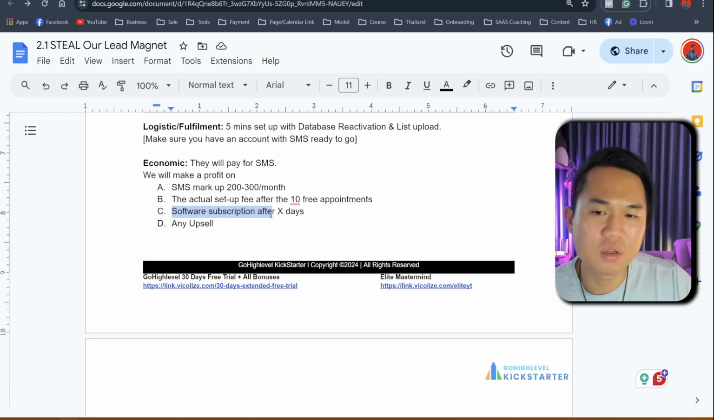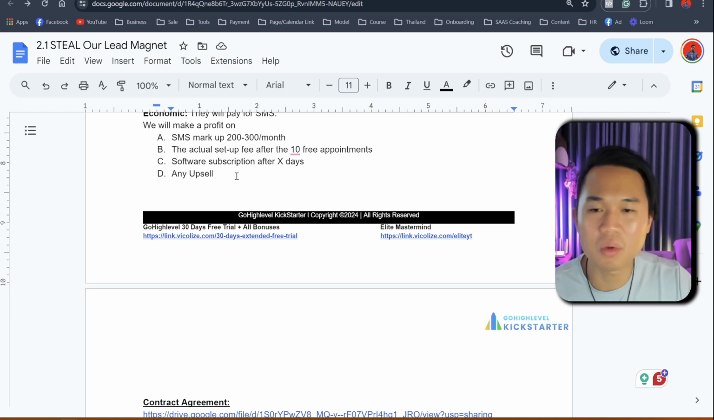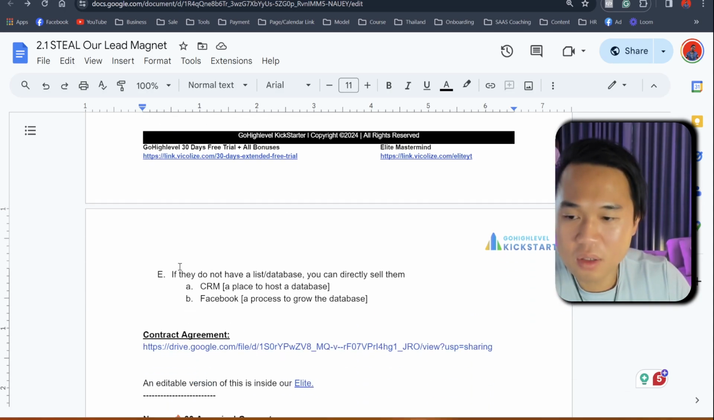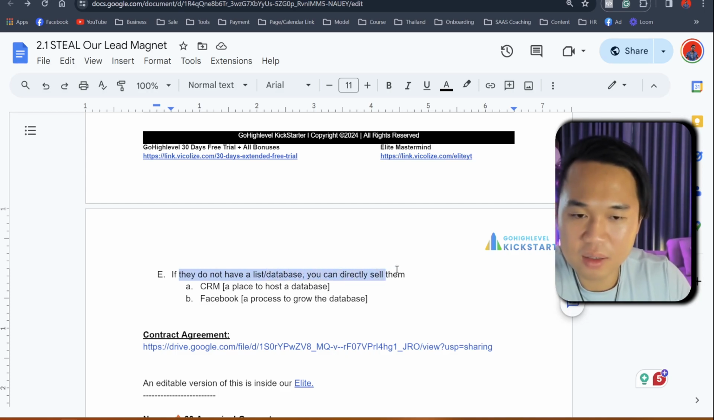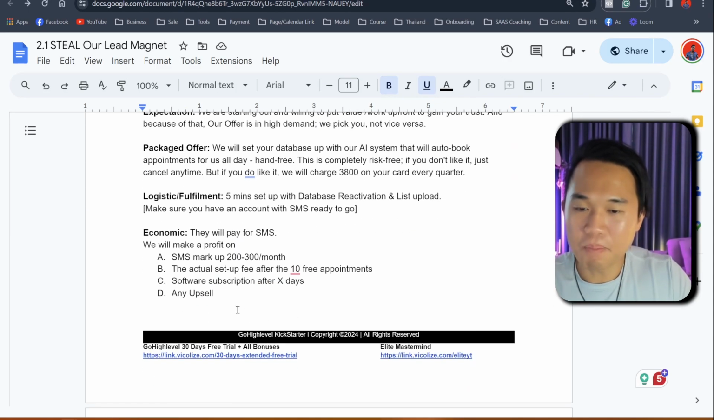And also, you can charge a software subscription as well after a certain number of days. Obviously all of this is optional. It's just brainstorming here, and obviously any upsell. So we obviously upsell them to Facebook ads. And guys, the best part about this is that if they do not have a list or database, you can directly sell them the CRM, which is a place to host the database, and Facebook ads, which is a process to grow the database. This offer in particular has so many possible ways in terms of the economics.